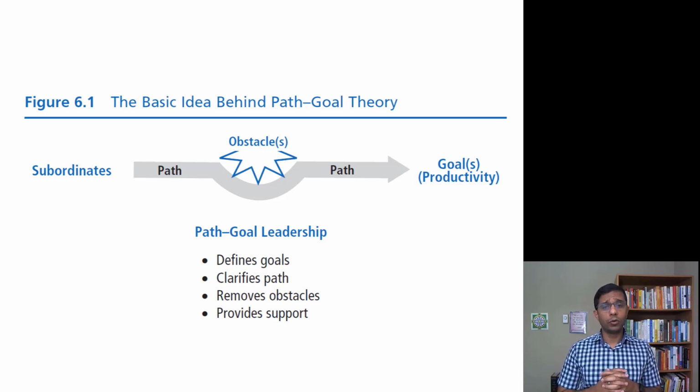Another thing that the leader could do would be clarifying the path, because not all paths to accomplishing the goal may be valid paths. For instance, it would be wrong to cheat and accomplish the goal. That wouldn't be considered right. You will not accept that as a leader. So, clarifying the path. Removing obstacles is something that we have already discussed. The fourth point is providing support. Providing support, psychological support, being available for your followers. That would then help the followers stay motivated to work towards accomplishing those goals.